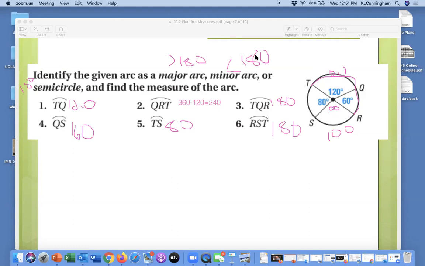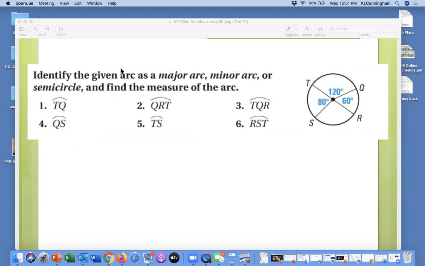Let me change my color. So 120 is less than 180, so that's minor. 240 is greater than 180, so that's major. 180, 3 and 6 would be semicircle. They're both 180. 160 is less than 180, so minor. 80 is obviously less than 180, so also minor. All right. Good job, guys.